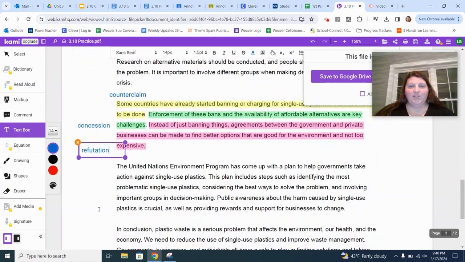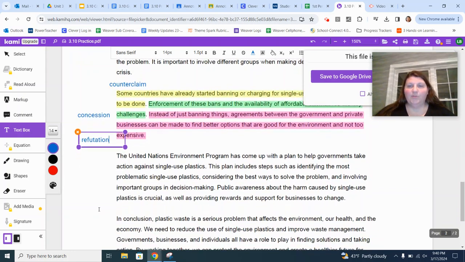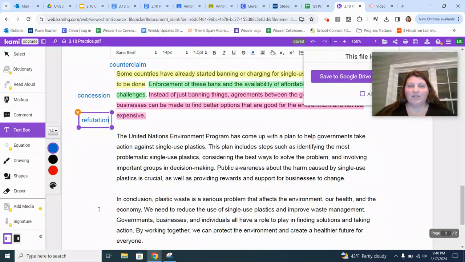The United Nations Environment Program has come up with a plan to help governments take action against single-use plastics. This plan includes steps such as identifying the most problematic single-use plastics, considering the best ways to solve the problem, and involving important groups in decision-making. Public awareness about the harm caused by single-use plastics is crucial, as well as providing rewards and support for businesses to change. In conclusion, plastic waste is a serious problem that affects the environment, our health, and the economy.